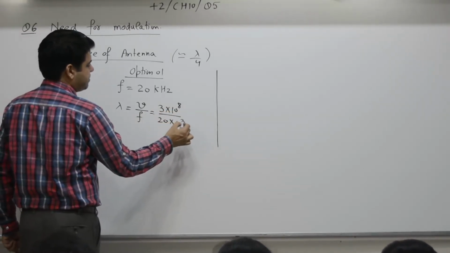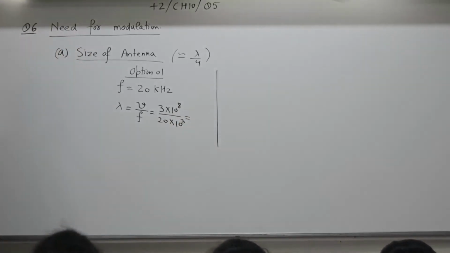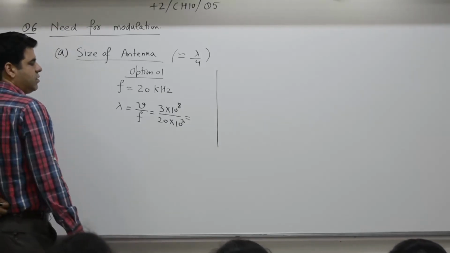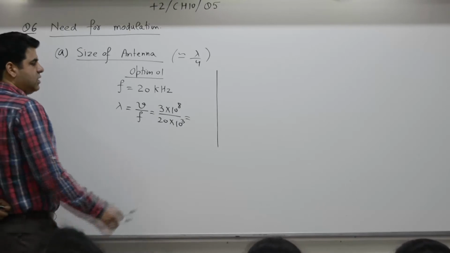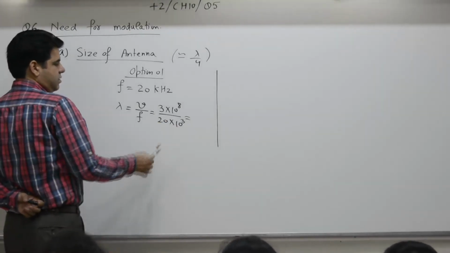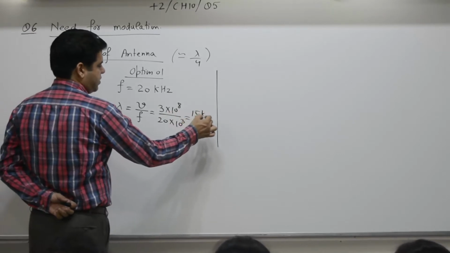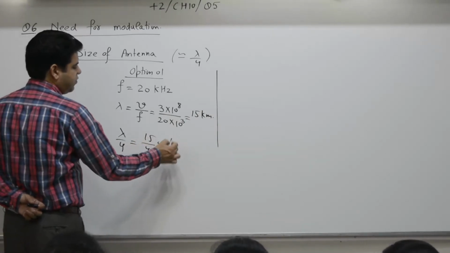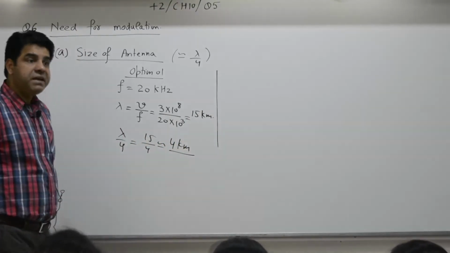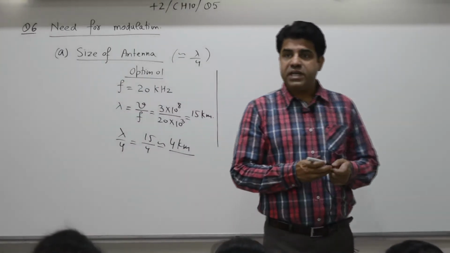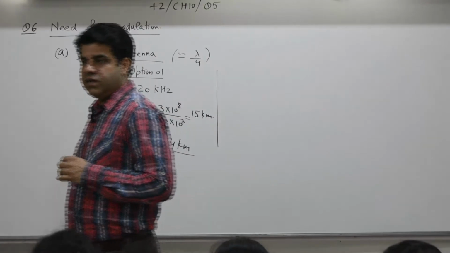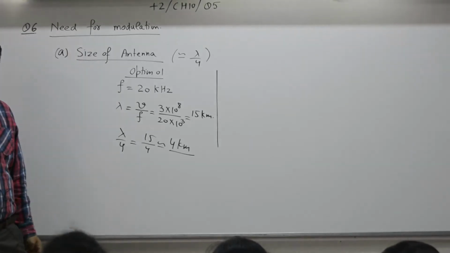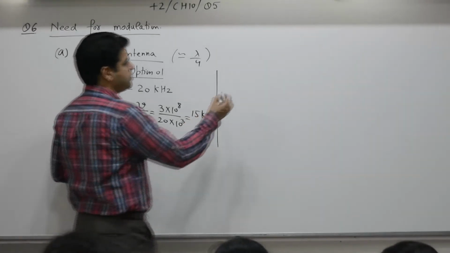20 kilohertz, 20 into 10 power 3, comes out to be how much in kilometers? Check please. 10 power 8 divided by 10 power 3. Yes, 15 kilometers. Lambda by 4 is equal to 15 by 4, approximately 16 by 4, it is 4 kilometers. Length of the antenna is 4 kilometers. The tallest building in the world is 1 kilometer. And with this arrangement, what you are suggesting is to make a tower of 4 kilometers height.